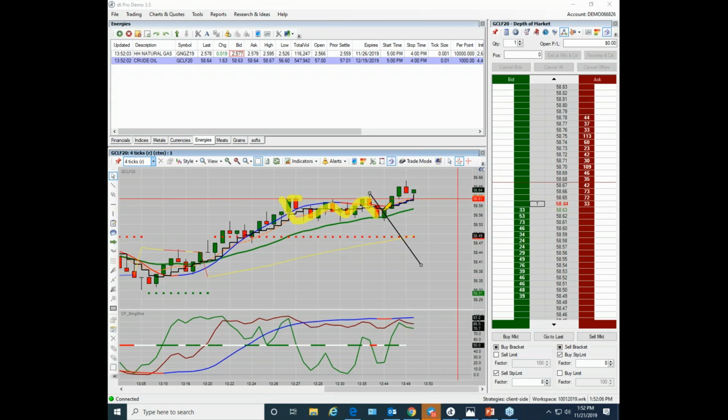If you got long here, great. You got lucky because the market expressed itself. But in all fairness, we weren't trending. We needed to get above this high before we can start looking at the long side.